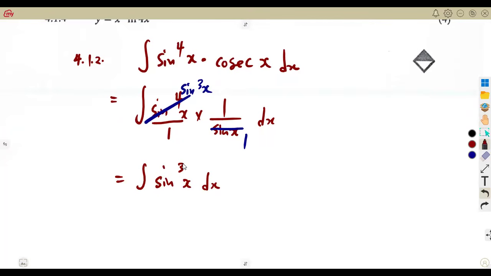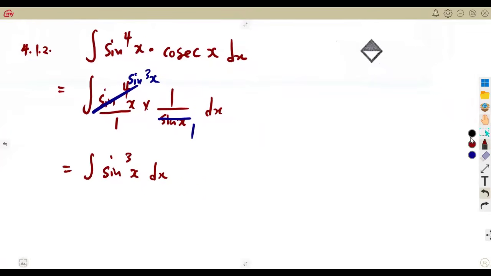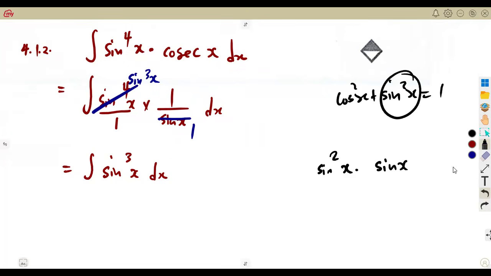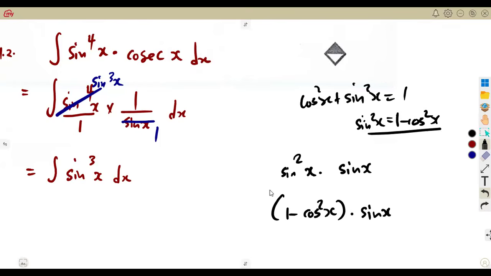How do we integrate this? Remember from your trigonometric expressions, a sine when given an odd power can be separated in terms of sine squared x times the sine of x. Knowing that cos squared x plus sine squared x is 1, you can make this the subject. So sine squared is 1 minus cos squared x. In place of sine squared x, we substitute 1 minus cos squared x times the sine of x.